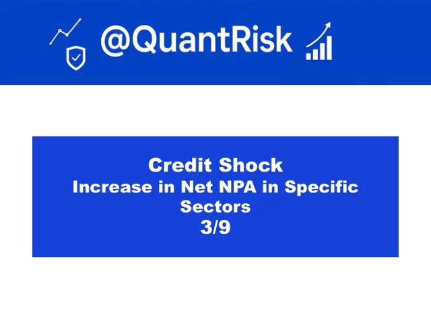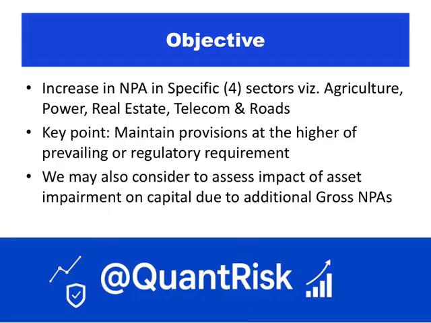Stress tests in this context highlight vulnerabilities in provisions and capital adequacy. Objective: increase NPAs in 4 key sectors: agriculture, power, real estate, telecom, roads. Goal: test if provisions and capital remain adequate under stress.